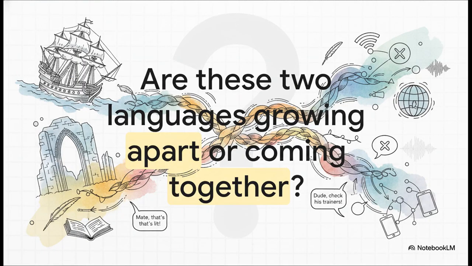Which, of course, brings us to our final question. For centuries, these two versions of English were on separate tracks, moving further apart. But in our modern hyper-connected world, are they starting to merge again? It's really something to think about the next time you hear a British teenager using American slang, or an American dropping a classic British phrase. The story of these two languages, well, it's still being written.